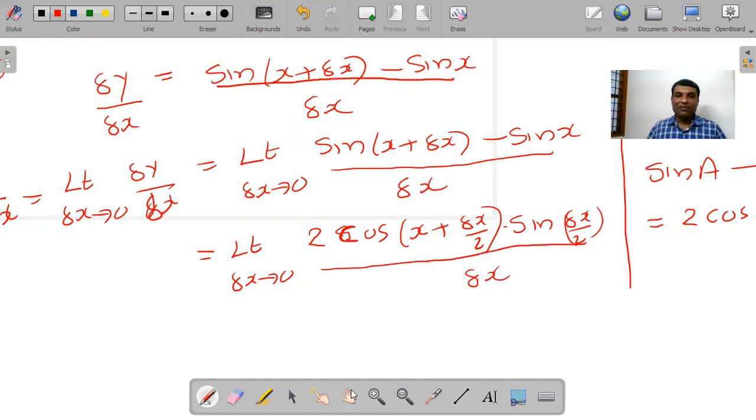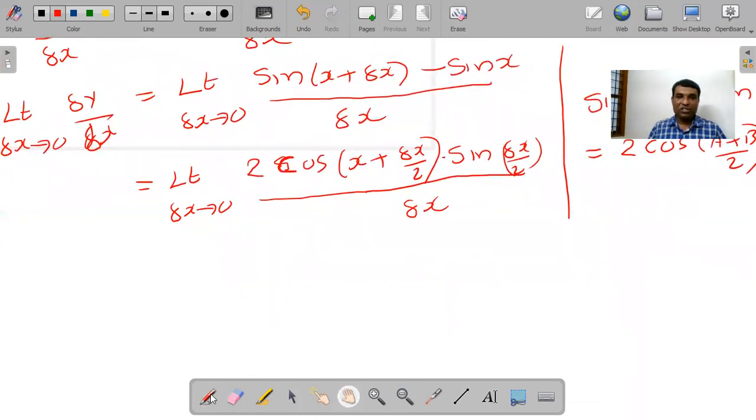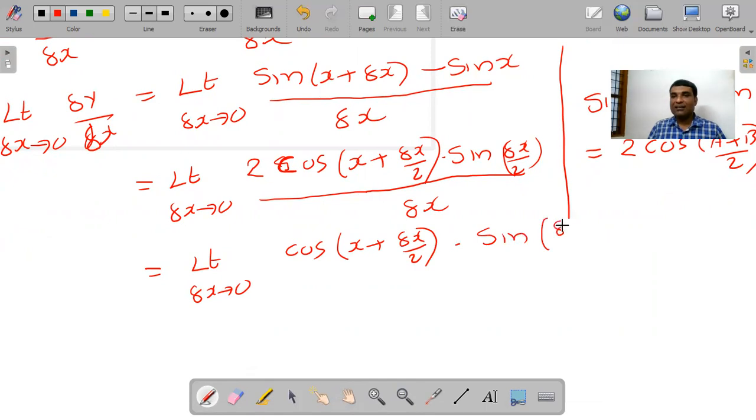Now I am going to make a small mathematical manipulation. That is limit delta x tends to 0, cos of x plus delta x divided by 2 multiplied by sin of delta x by 2 divided by delta x. We can take this 2. Here is a 2, and that 2 is taken into the denominator. So we can write this in this form. This 2 is taken to the denominator, right? Okay. Now what is this quantity?